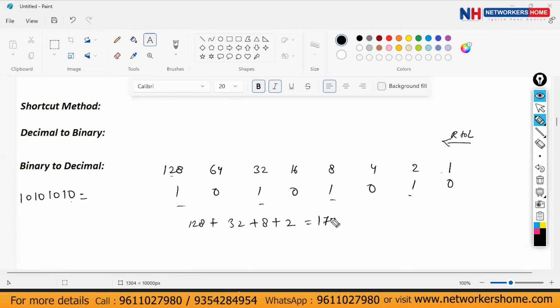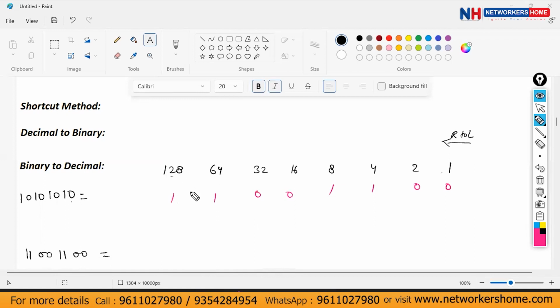This is 172. Again, 1 1 0 0 1 1 0 0. Same thing, if you write from right to left, this will be 0 0 1 1 0 0 1 1. And anywhere you see 1, add that particular value. So 128 plus 64 plus 8 plus 4. And this is going to provide you the number 204. This is how you can calculate binary to decimal.